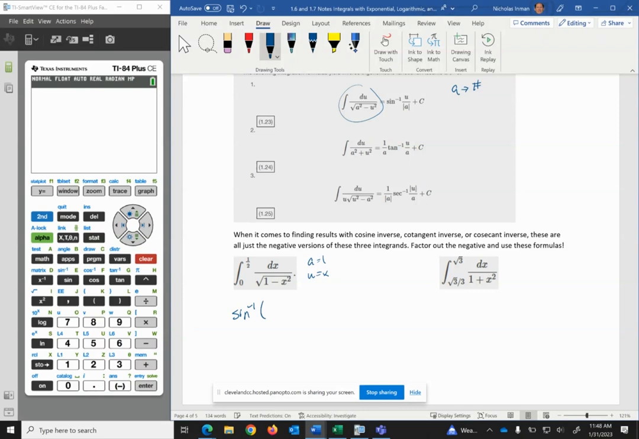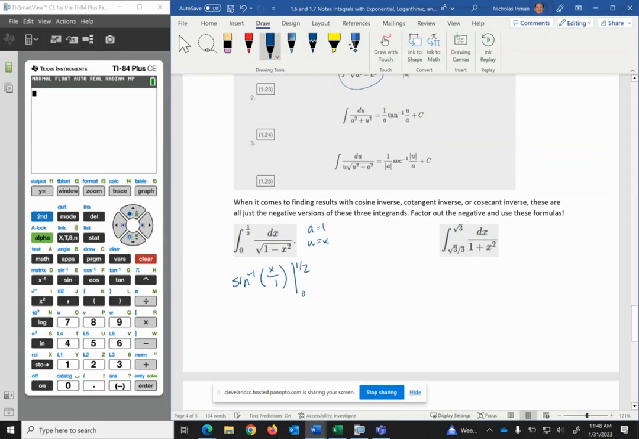It becomes sine inverse of u, which is x, over a, which is 1. Now, we don't need the plus c because this is a definite integral. We want to put in 1/2 and 0, so we don't really need the divide by 1. So we're doing the sine inverse of 1/2 minus sine inverse of 0. And let's see if we can handle this.